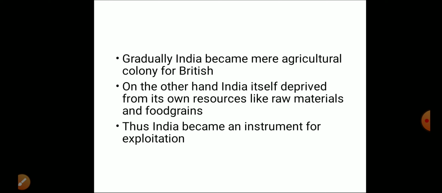On the other hand, India itself was deprived of its own resources. For example, raw material, food grains and others. Ultimately it happened in that way. Food grains ના cost ઉપર આપણે cash crop grow કરવા માંડ્યા because Britishers were forcing us. Due to that reason, India itself had a scarcity of food grains and raw material for itself only. ખુદ ઇન્ડિયાના પ્રોડક્શન માટે food grains અને raw materialની શોર્ટેજ થવા માંડી. Ultimately, thus India became an instrument of exploitation for the British in that way particularly.